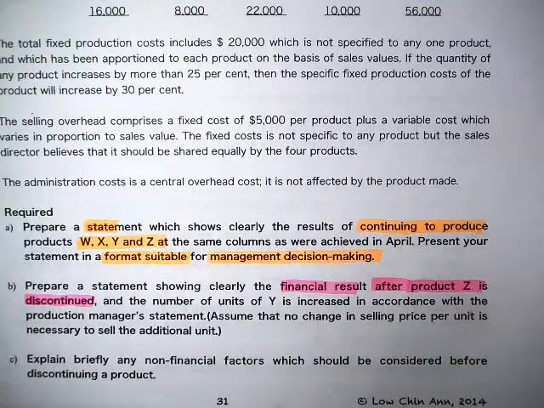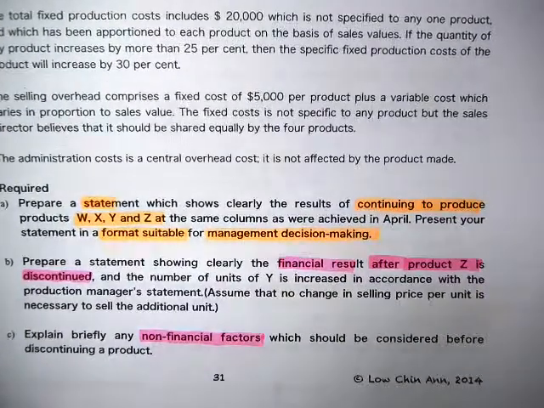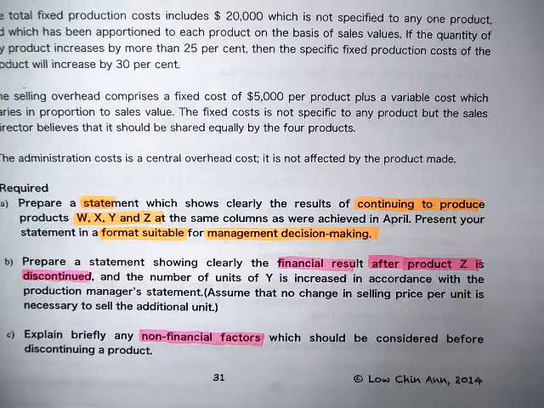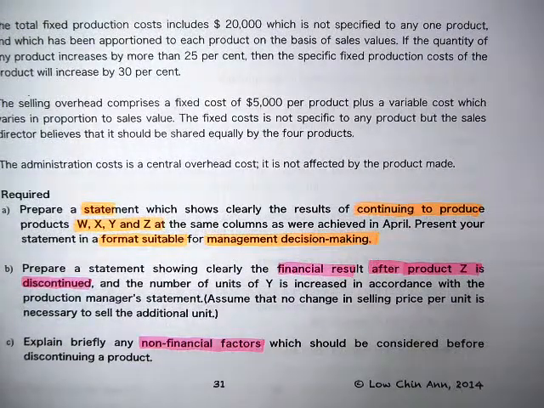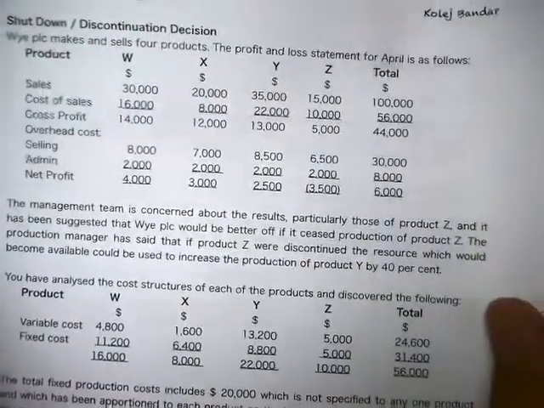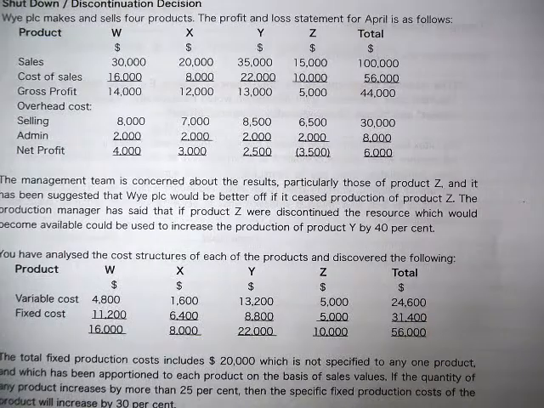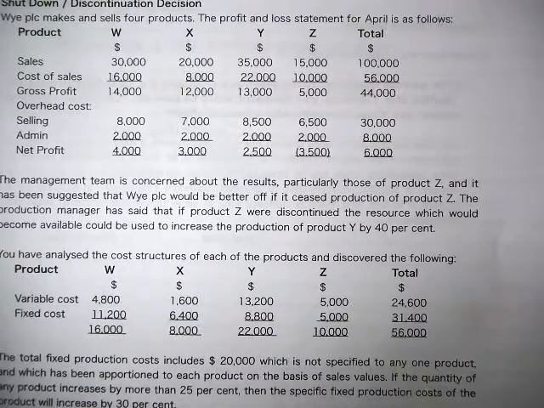Okay. Now then again in part C, they say give us some non-financial factors which you should consider before you discontinue the product. So which ones must you consider before you stop the product? Now let's go through. They say Y PLC makes and sells 4 products, and they have given you the profit and loss statement. Now class, you see W, X, Y, Z, they gave us the sales, the cost of sales, the GP, then the overhead, which is selling and admin, non-production overhead, then the net profit.